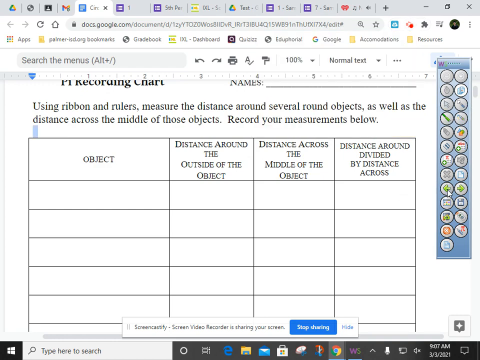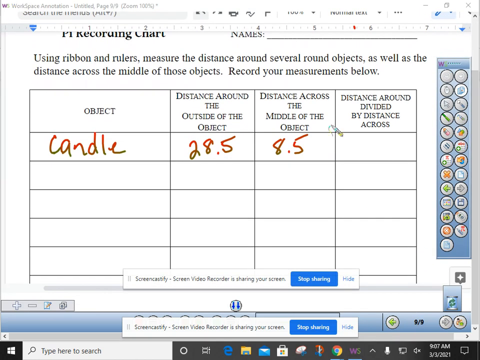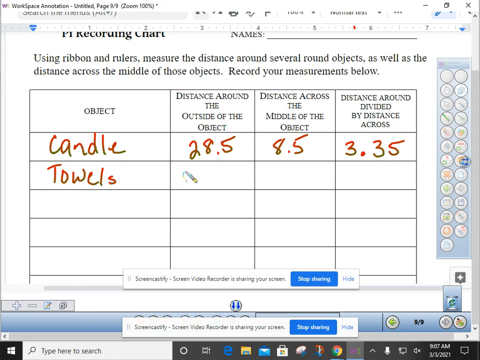Even if you're not done, it's okay. So on the candle, Yandel, the 28.5 divided by 8.5, what did you get? 3.35. Okay, what did y'all get, Sierra, on the paper towels? We got 3.12. 40.5 around and 13 across. And you got 3.12? Yes, ma'am.